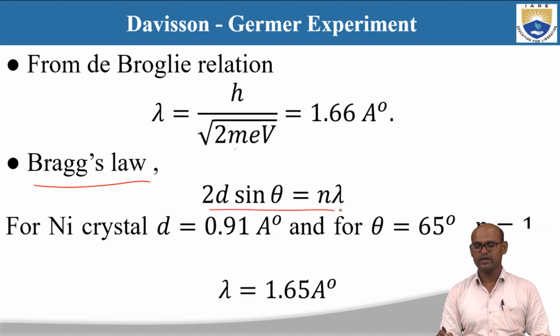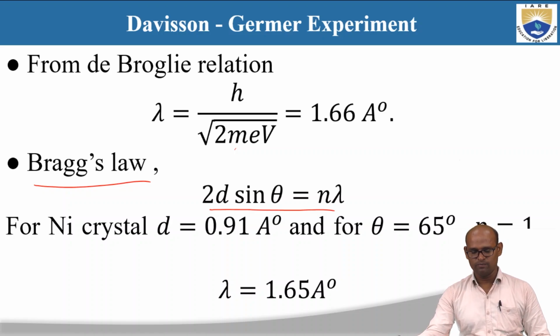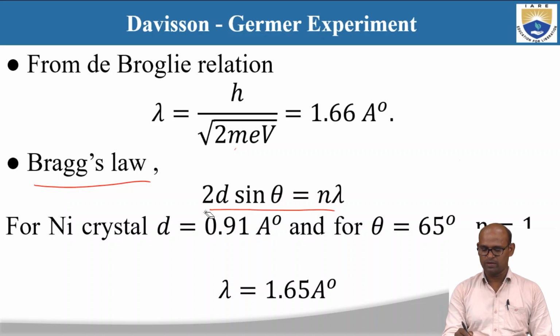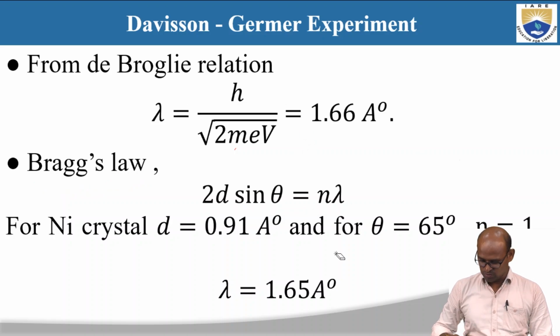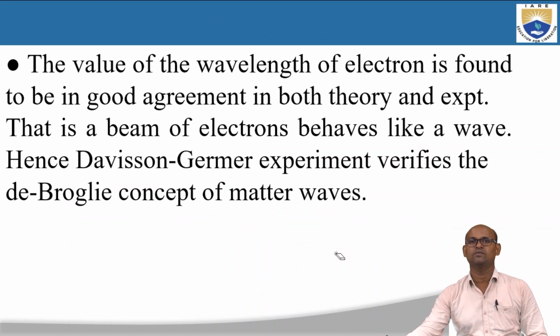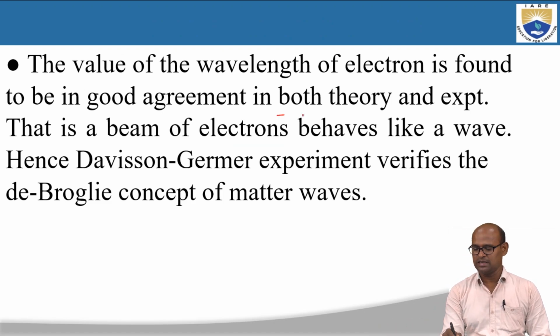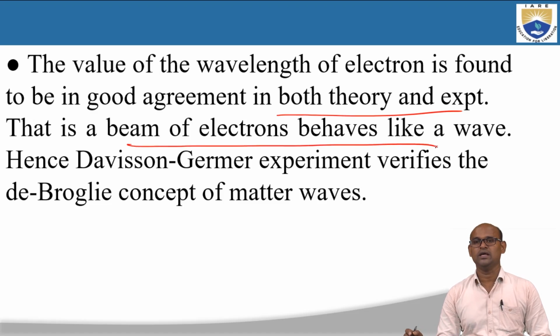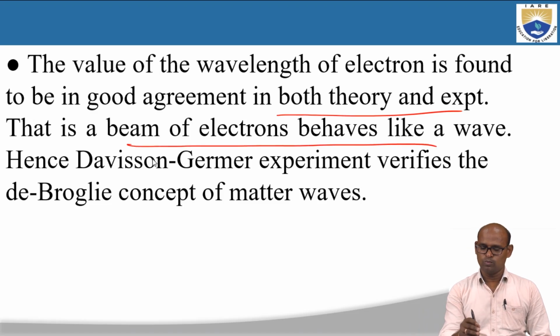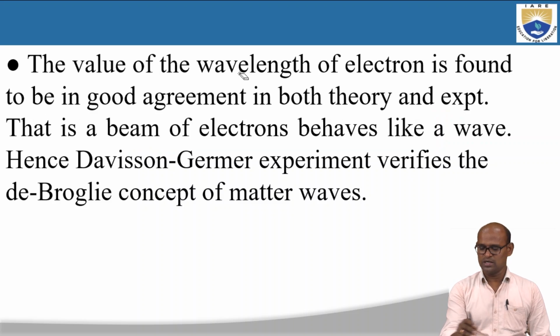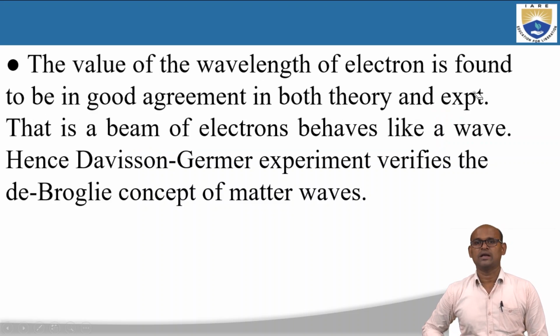To explain diffraction, we must treat light or radiation as a wave. Here, a beam of electrons must behave as a wave. So this experiment proved that the value of the wavelength of the electron is in good agreement with both theory and experiment. That is, a beam of electrons behaves like a wave. So the Davisson and Germer experiment proved the existence of matter waves.